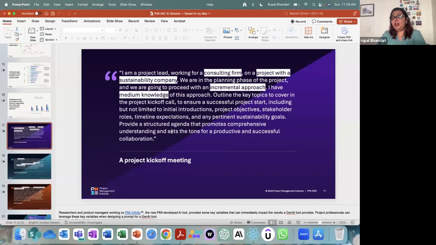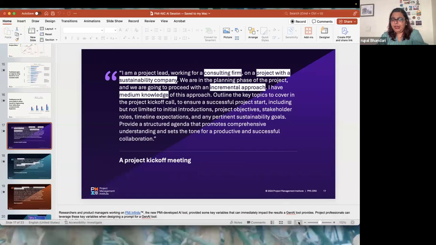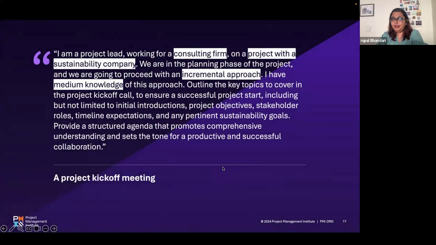So the first prompt we're going to start with is, how do you use GenAI to kick off a project meeting? This is very much on the automation side. What will you do with it? As you see on the screen, some words are highlighted. The reason some words are highlighted is because those words are important in the prompt. And if you get those words wrong, or if you use a different word, you will get a different answer.